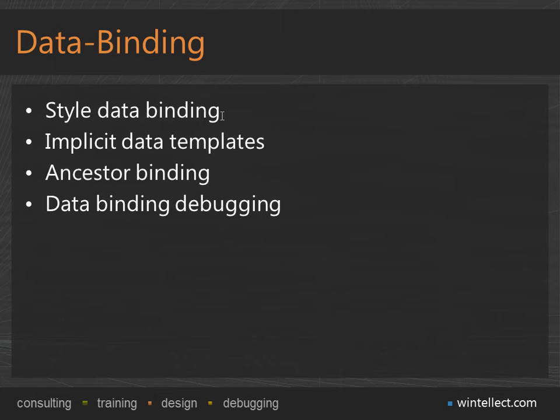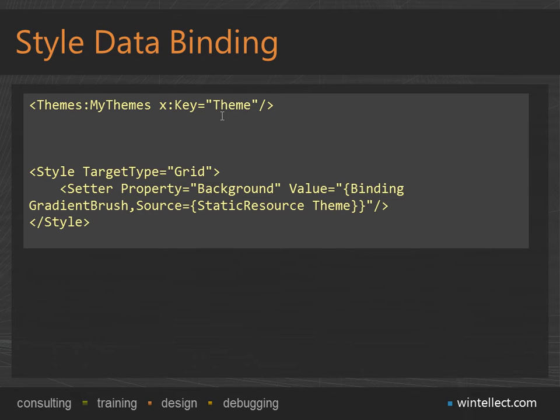So the four main areas that we have is a concept called style data binding, implicit data templates, ancestor binding, and data binding debugging. So we talk about style data binding.